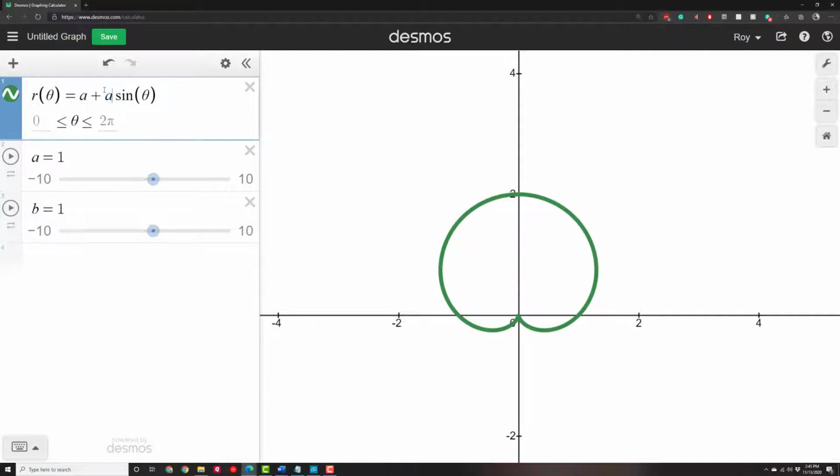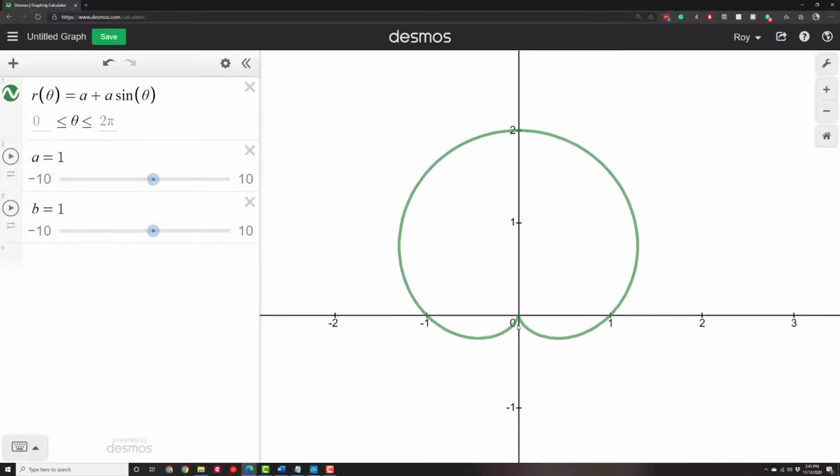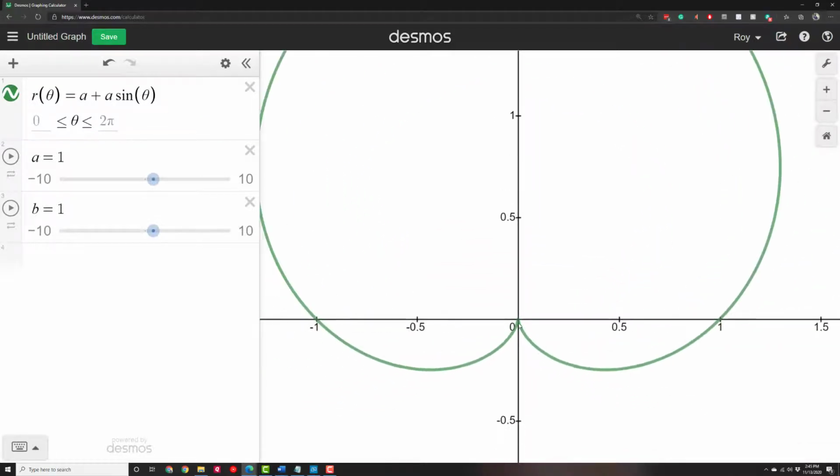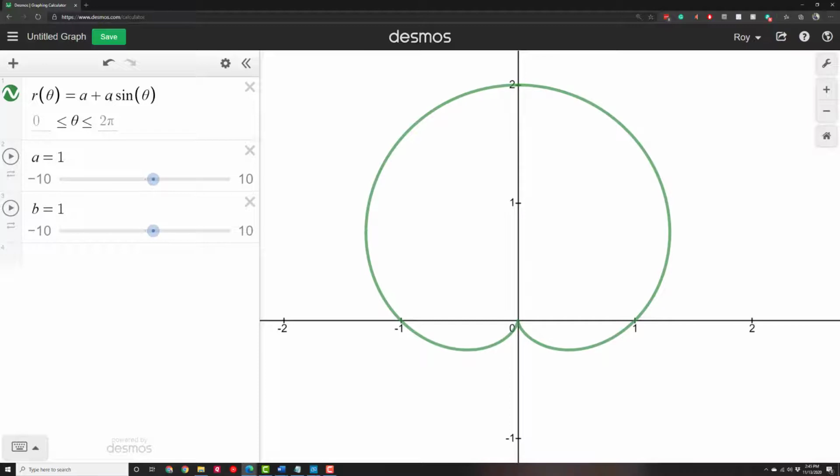So if a and b are the same, let me just say it's a and a here, then there is a chance that they will cancel because sine will be -1. So you get a minus a and they'll cancel. And that's how you get back to the origin, the pole here. That's why it drags in, because they have the ability to cancel out. They only cancel out when sine of theta becomes -1, which is at 3 pi over 2.